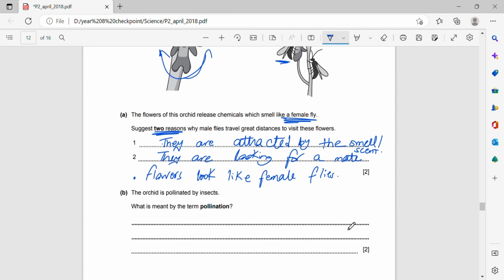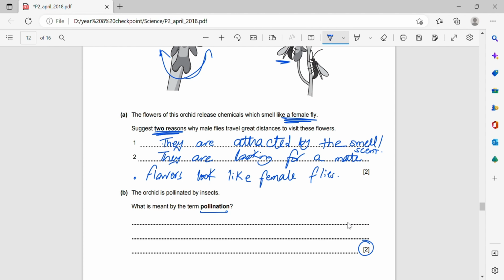The orchid is pollinated by insects. What's meant by the term pollination? We have here 2 marks. What's the definition of pollination? Pollination is the first keyword, transfer. Transfer of what? Transfer of pollen grains from the anther to the stigma of a flower.